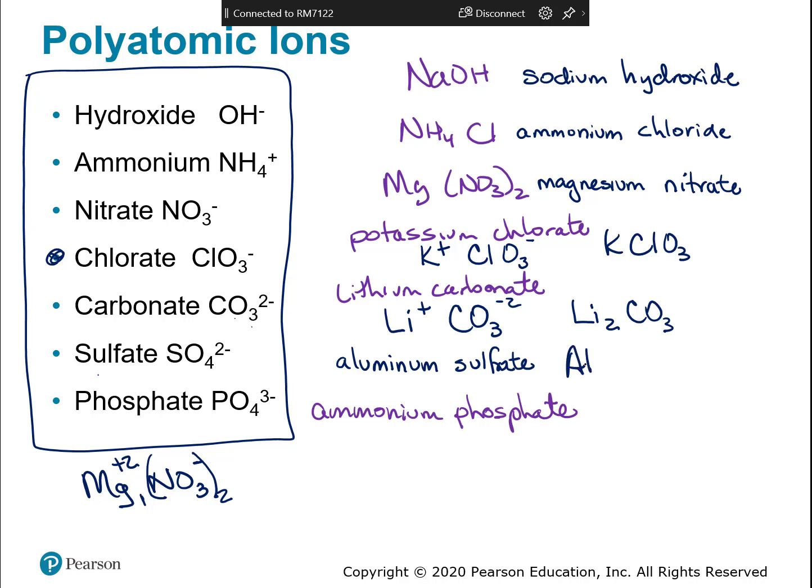Al, and its charge? It's a plus what? +3. Find aluminum on the periodic table. See at the top, it's 3A. It's really the only metal you have to worry about with a +3 charge.